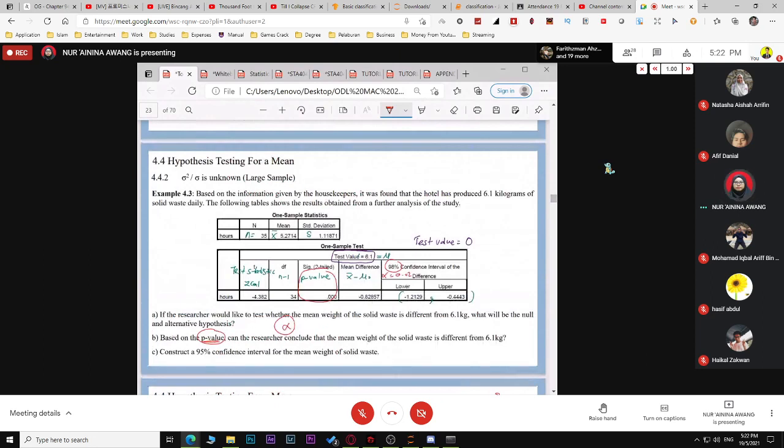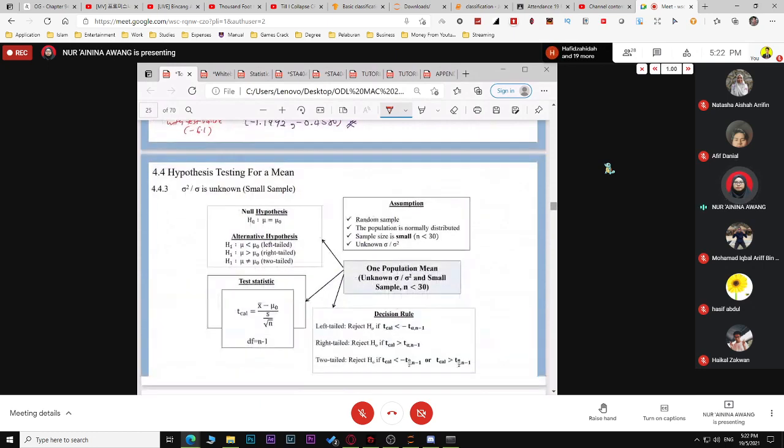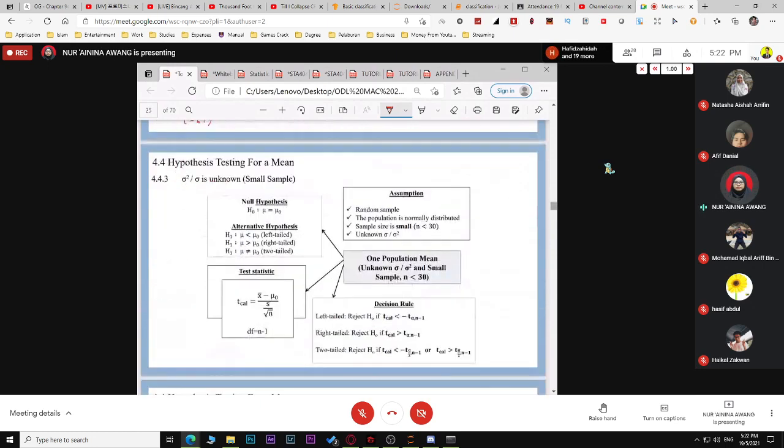Boleh? Boleh tak? 4.3. Boleh, Miss. Boleh. So kalau tak ada masalah, kita tengok on the last case, which is for variance or standard deviation for the population is unknown for small sample. Okay, so for small sample ni dia berbeza sikit since kita akan tengok on T distribution lah. Okay, so bila kita punya critical value tu, dia akan berbeza sikit.